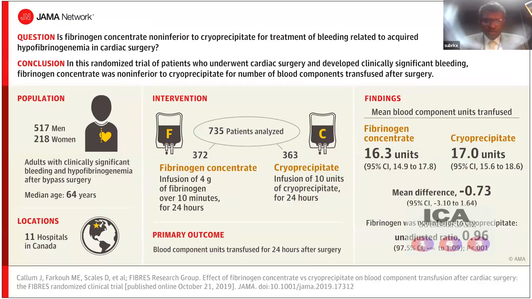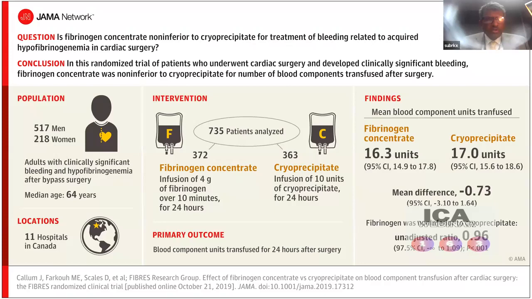Here is the most important study. I know several institutions use cryoprecipitate. Doing a placebo-controlled study on fibrinogen concentrate may not be an ideal comparison because we already have a product which gives fibrinogen, which is cryoprecipitate. At least in our institution in the United States, cryoprecipitate is widely used.